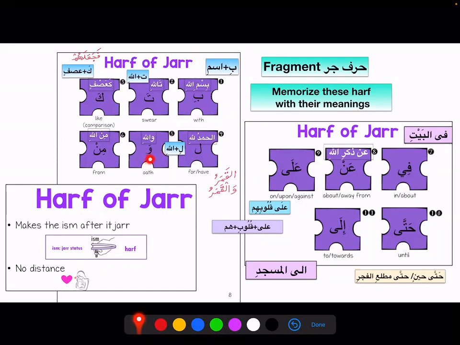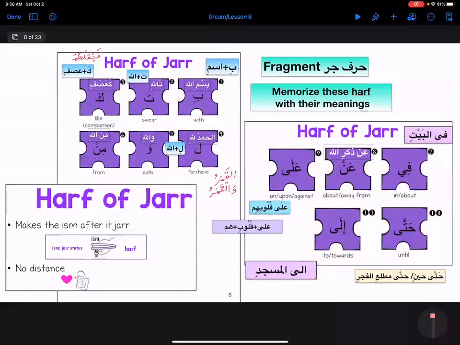Waw can be harfu jar, and we will see many oaths Allah subhanahu wa ta'ala took on his creation, right? Washamsi, wallayli, wannahari. So many oaths Allah subhanahu wa ta'ala took. And after this waw, if we see ism majroor after it, then yes, it is harfu jar. Otherwise, inshallah, as we go, we will learn that this is something else, because waw can be the connector, right?